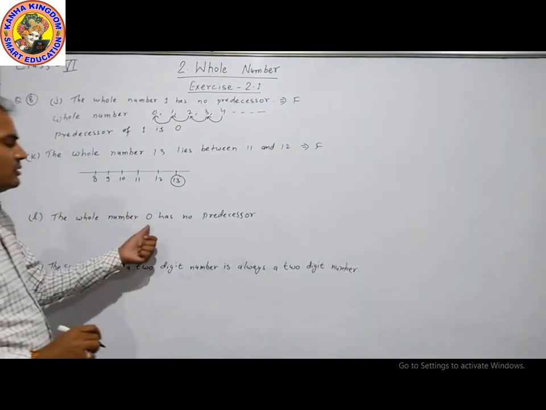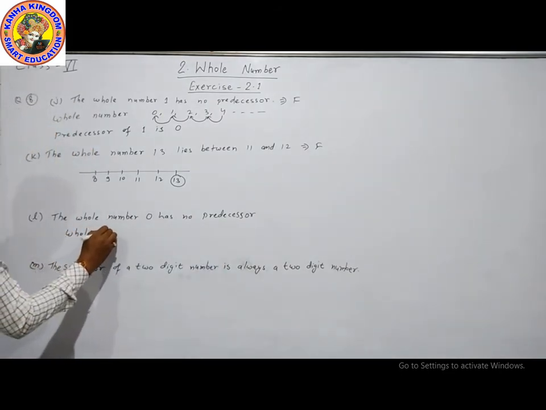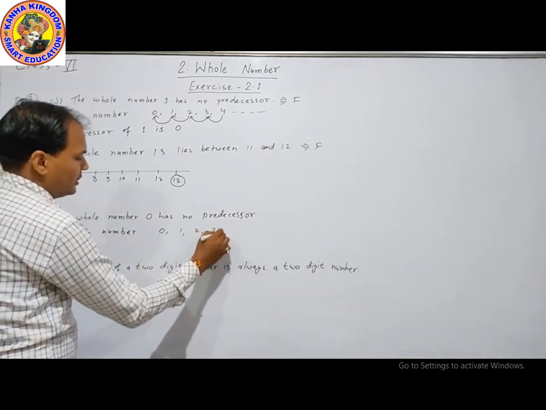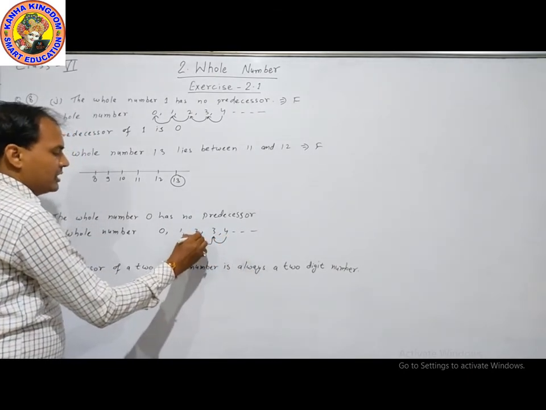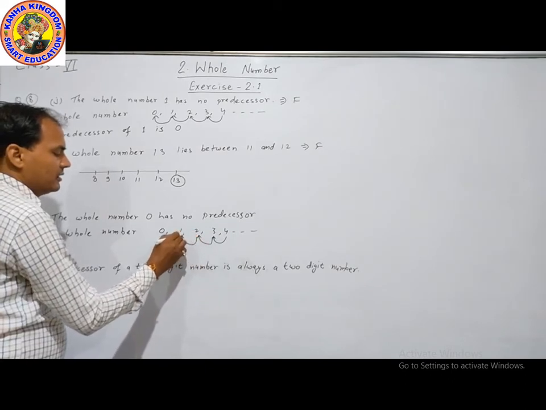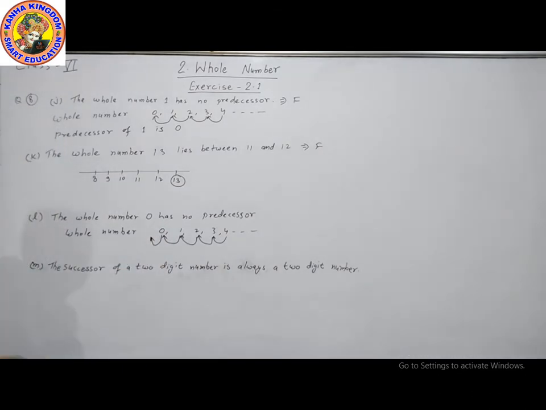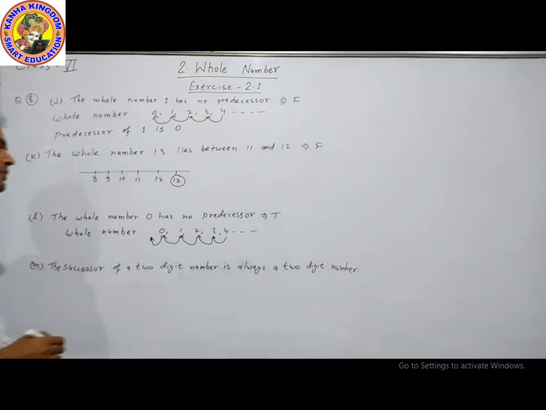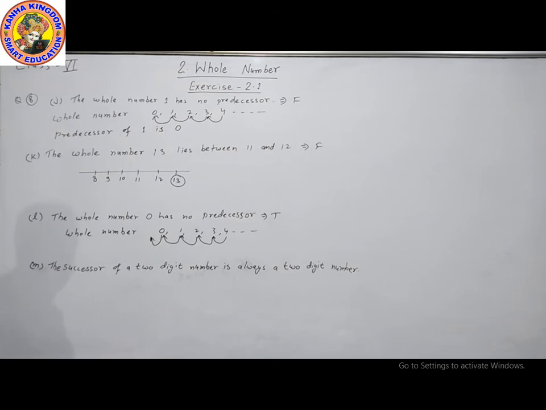The whole number 0 has no predecessor. Whole numbers are 0, 1, 2, 3, 4 and so on. Predecessor of 4 is 3, predecessor of 3 is 2, predecessor of 2 is 1, predecessor of 1 is 0, and for 0 there is no previous digit in the whole numbers. So the statement is true. This is our true statement.